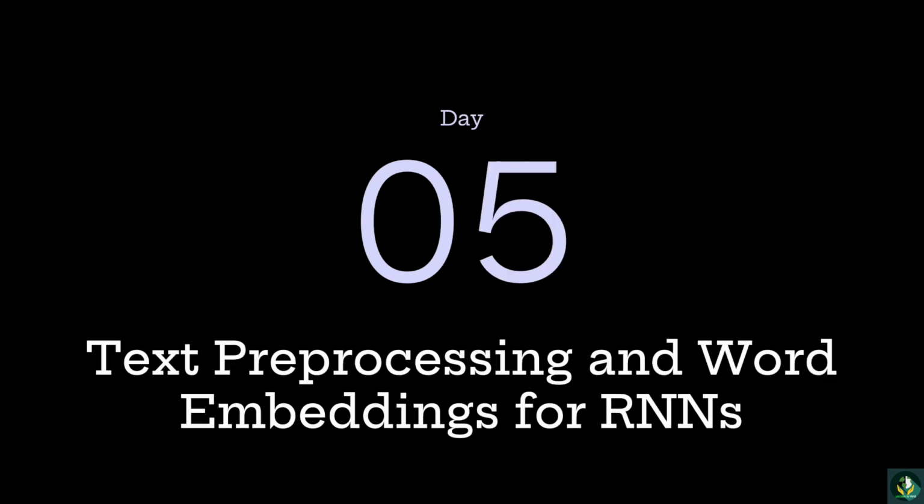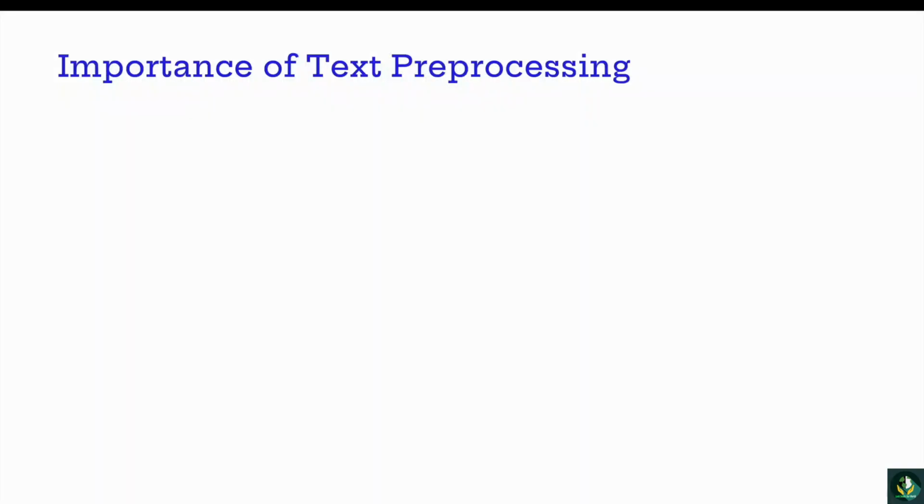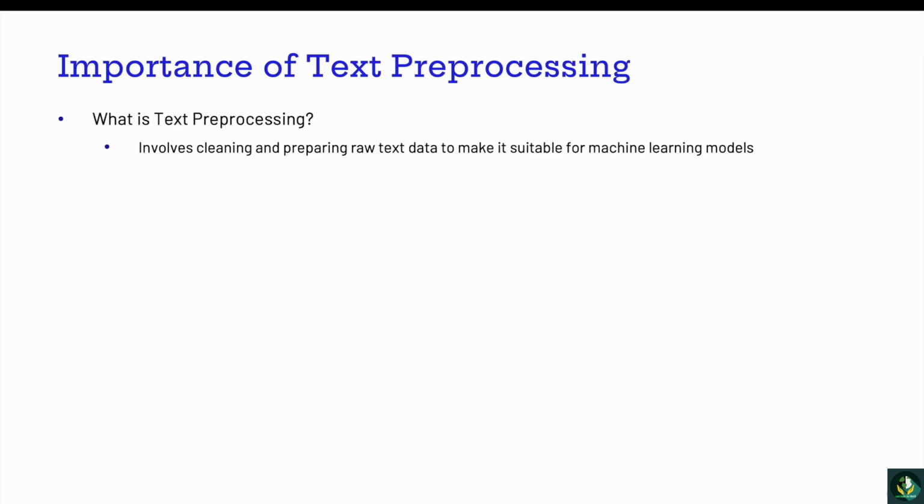Day 5. Today, let's start looking at the importance of text pre-processing. Now first, what is text pre-processing? Text pre-processing involves cleaning and preparing raw text data to make it suitable for machine learning models. It is a critical step for achieving high performance in natural language processing tasks.